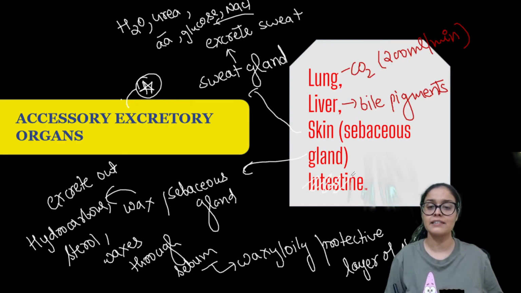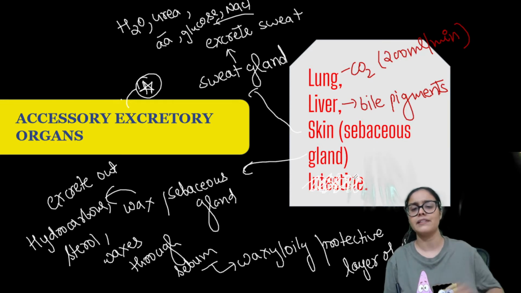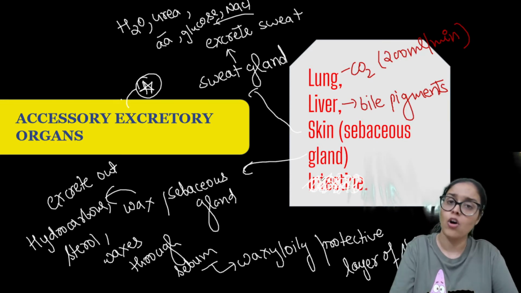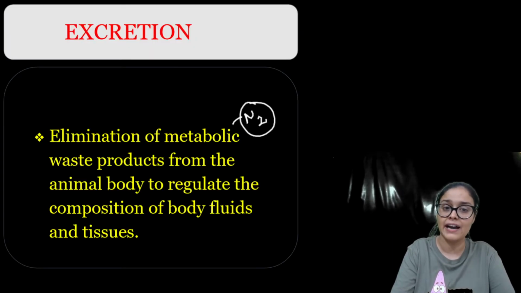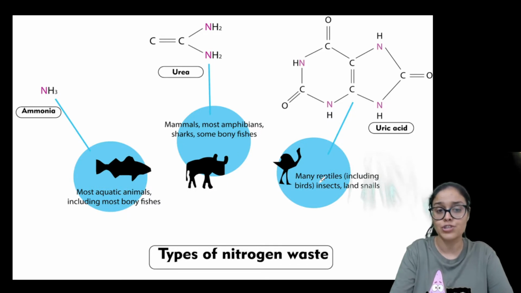So these are other excretory organs, not the intestine obviously. These are the other excretory organs that you have to remember. Now we will be seeing the types of nitrogenous waste excreted by different organisms.